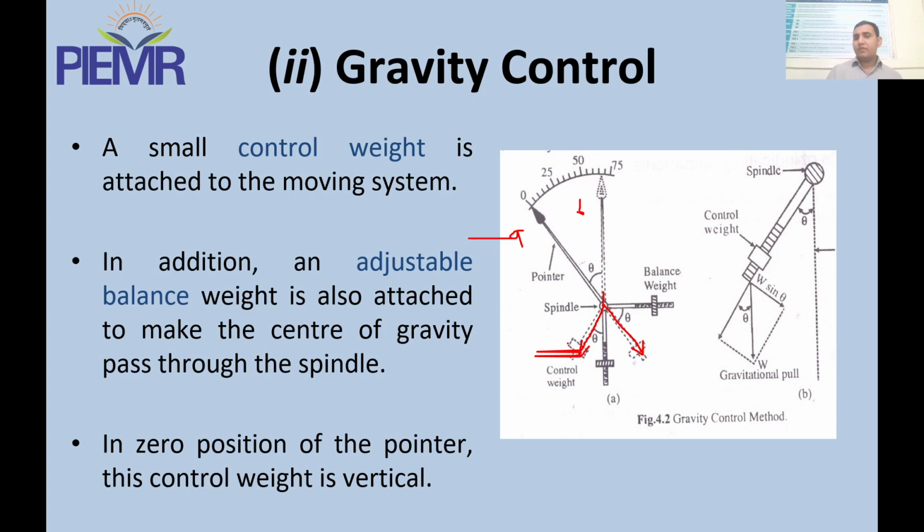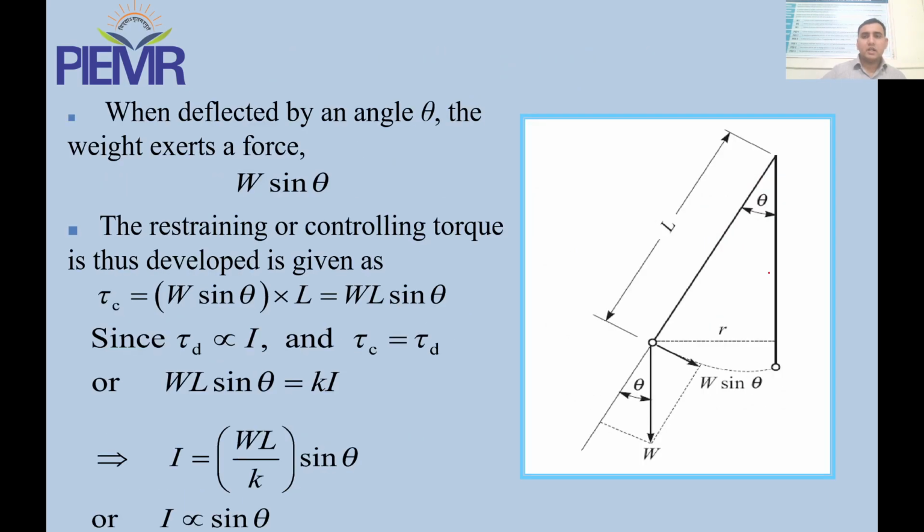The controlling weight W provides two components of gravitational pull, acting in the vertical direction: one component is W sin theta and the other is W cos theta. W cos theta opposes the balance weight, and W sin theta is the controlling force which moves the pointer back to its original state. It is W sin theta that causes the overall opposition, or controlling force, to the system.